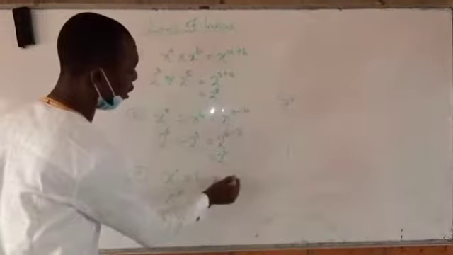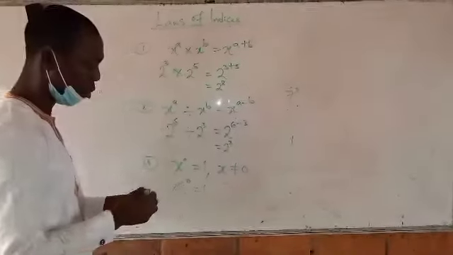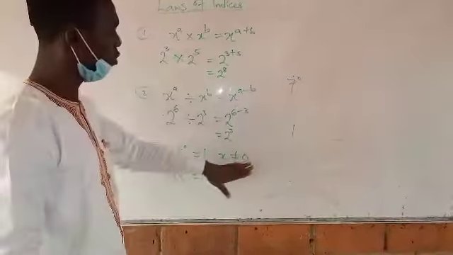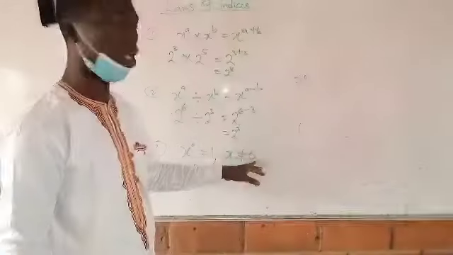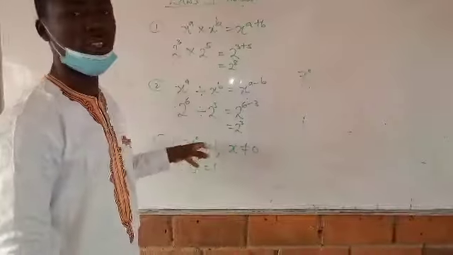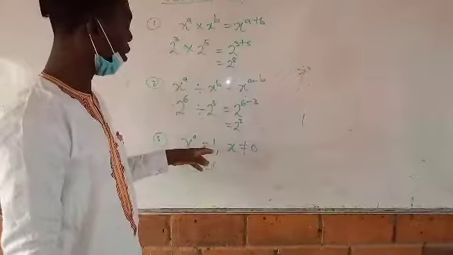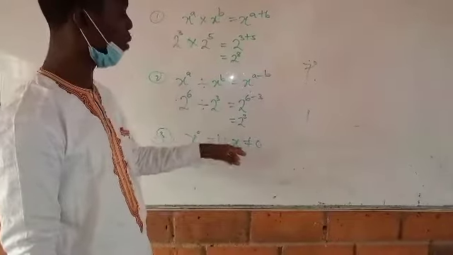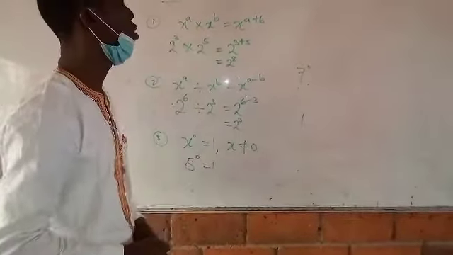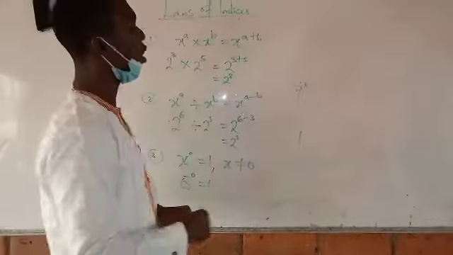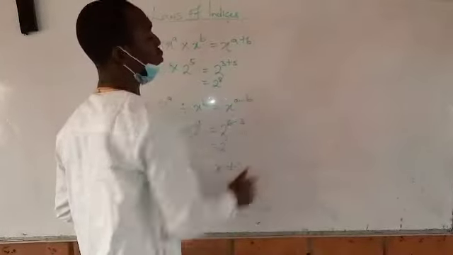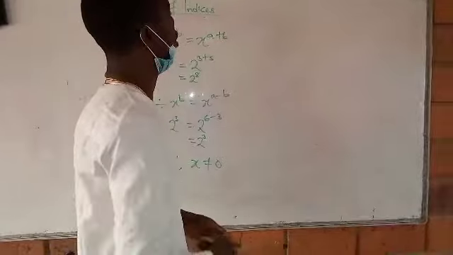So any number raised to the power of 0 is 1, so far as x is not equal to 0. 0 is the only value that does not go in line with this law. So any number raised to the power 0 is 1, apart from 0 itself. So these are the 3 fundamental laws. We still have some other laws.